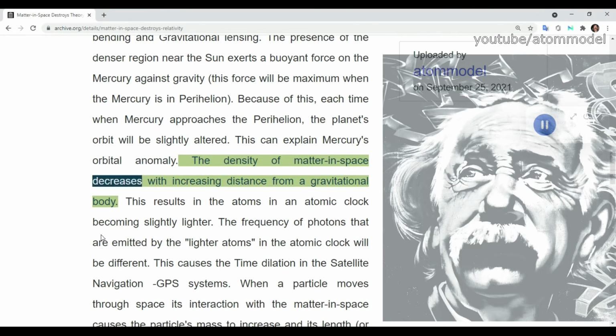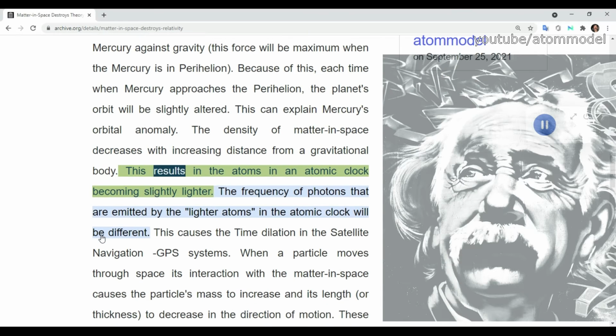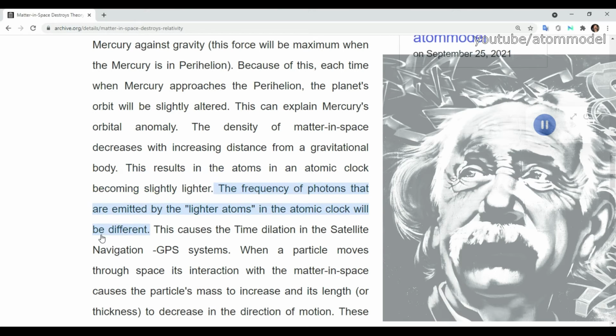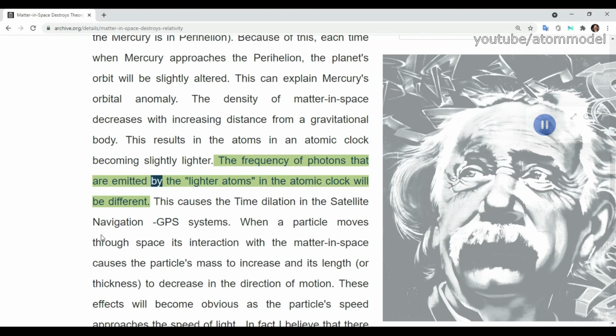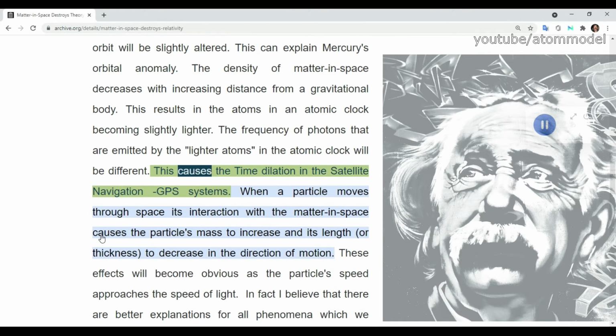The density of matter in space decreases with increasing distance from a gravitational body. This results in the atoms in an atomic clock becoming slightly lighter. The frequency of photons that are emitted by the lighter atoms in the atomic clock will be different. This causes the time dilation in the satellite navigation GPS systems.